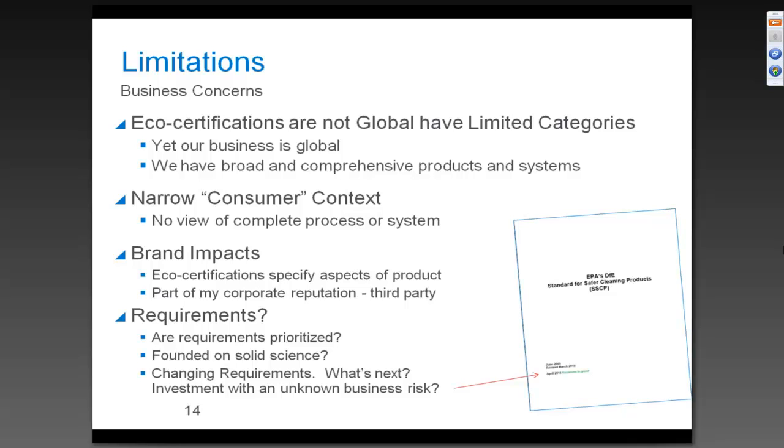And finally, the requirements on eco certifications. Each eco certification is slightly different. As you work through getting eco certified products, you wonder, are these requirements really prioritized as to their impact? Some things are really hard for us to do, and sometimes you could think, does this really have a big impact? That would be interesting to maybe prioritize by impact. Are these requirements founded on solid science so that they will have an impact?